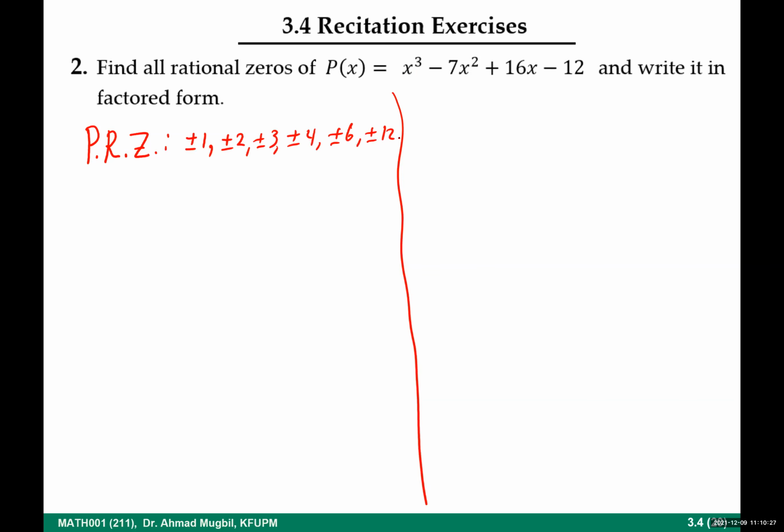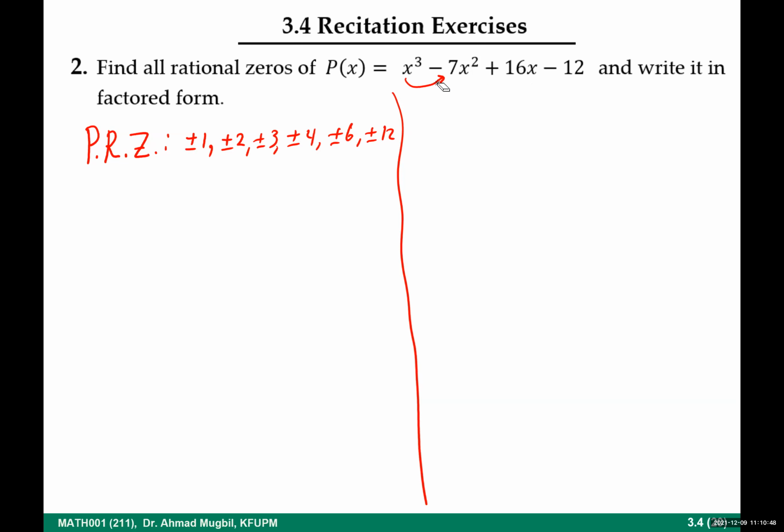Why did you think about that? Did you use the Descartes rule of signs? Yes. How did you use it? Of course, for the positive, how many times has the sign changed? 1, 2, 3. So this means that there are 3 or 1 positive zeros. This will not help us a lot.